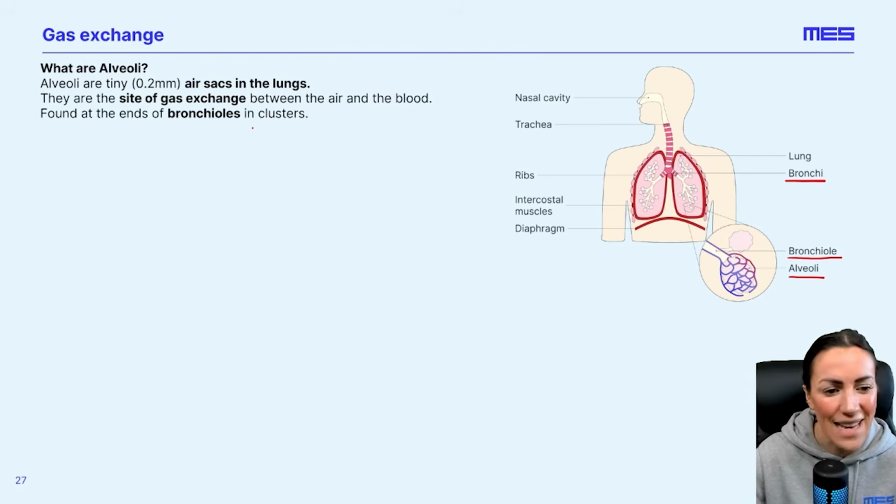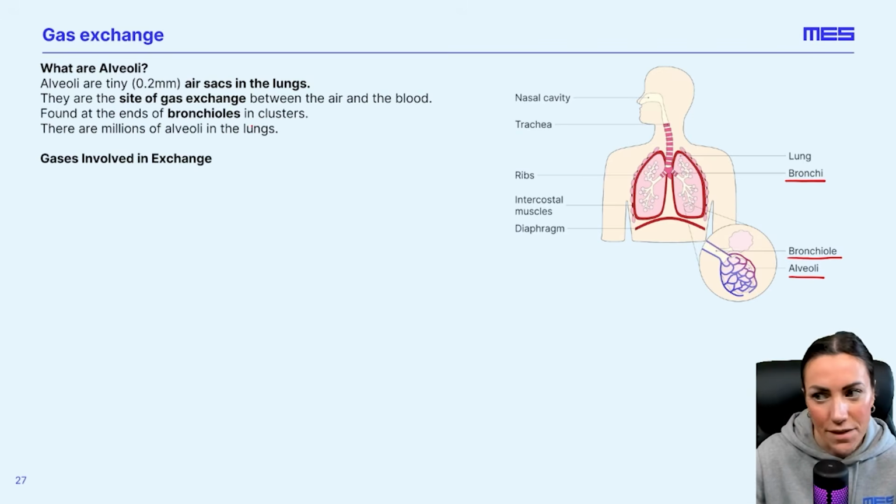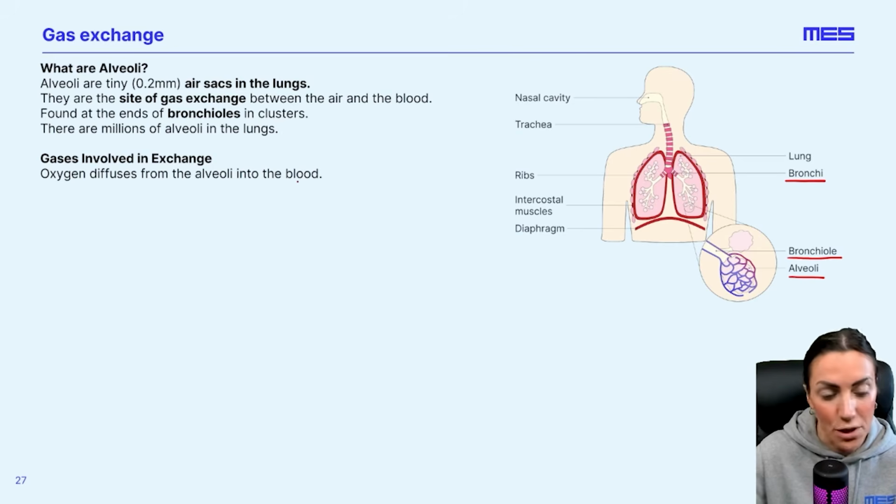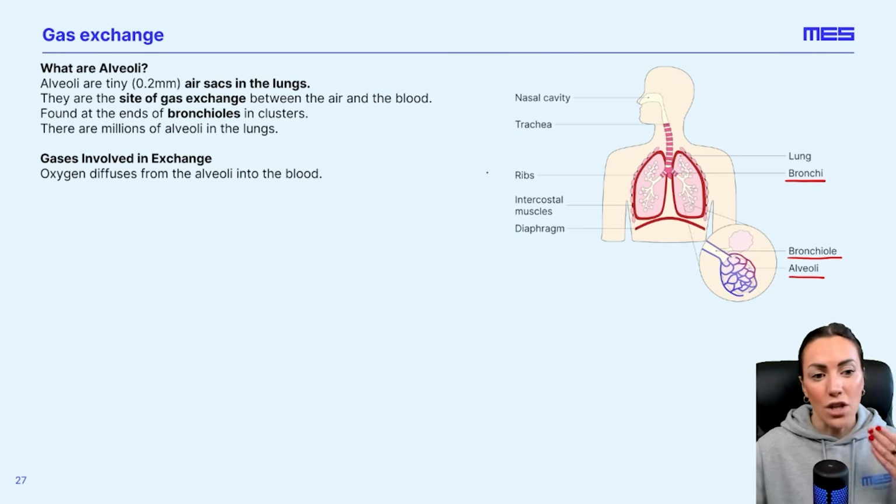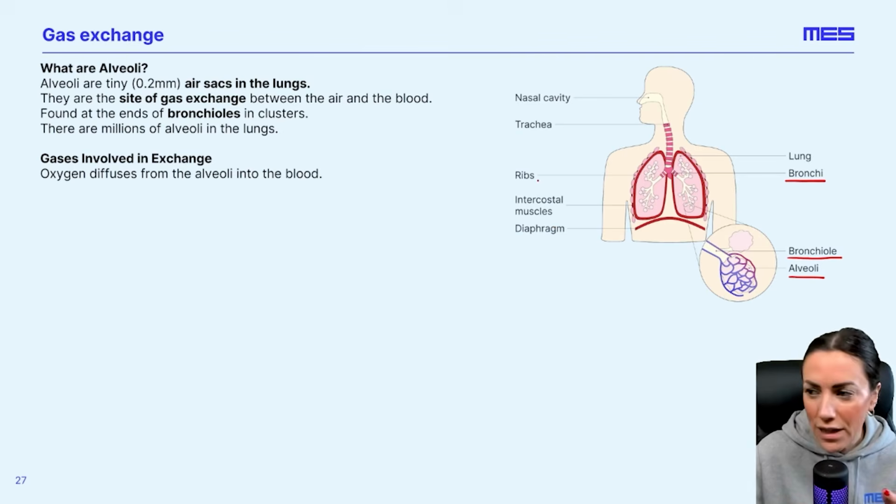They are found at the end of those small tubes called bronchioles in clusters, and as I said, there are millions of them. So what actually happens with gas exchange? Well, oxygen diffuses from the alveoli into the blood, because you breathe in, the oxygen goes into the air sac or into the alveoli, and the oxygen is going to diffuse into your blood so it can be carried around your body and delivered to your cells for respiration.